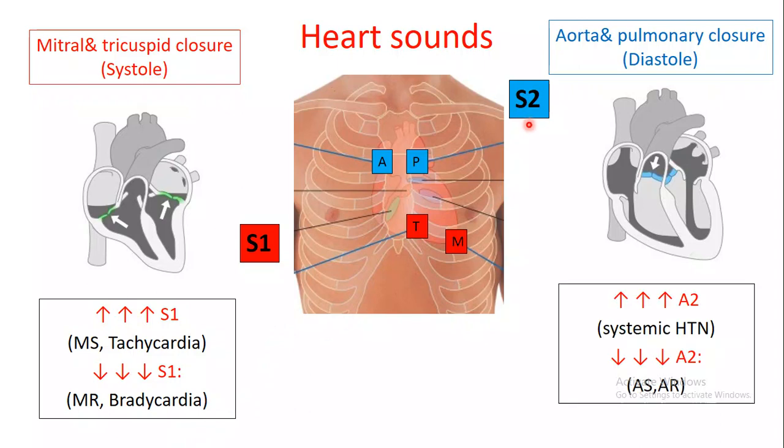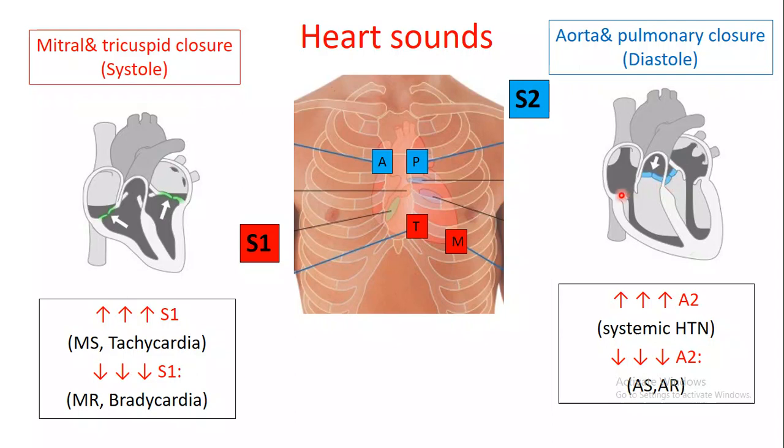The second heart sound, as we said, is caused by closure of the pulmonary and aortic valves. The mechanism of closure of these valves is by the column of blood inside the pulmonary artery or the aorta during the end of systole, where the blood pressure is around 120 in the aorta. This column of blood causes meeting of the three cusps of the aorta and the closure of these valves.